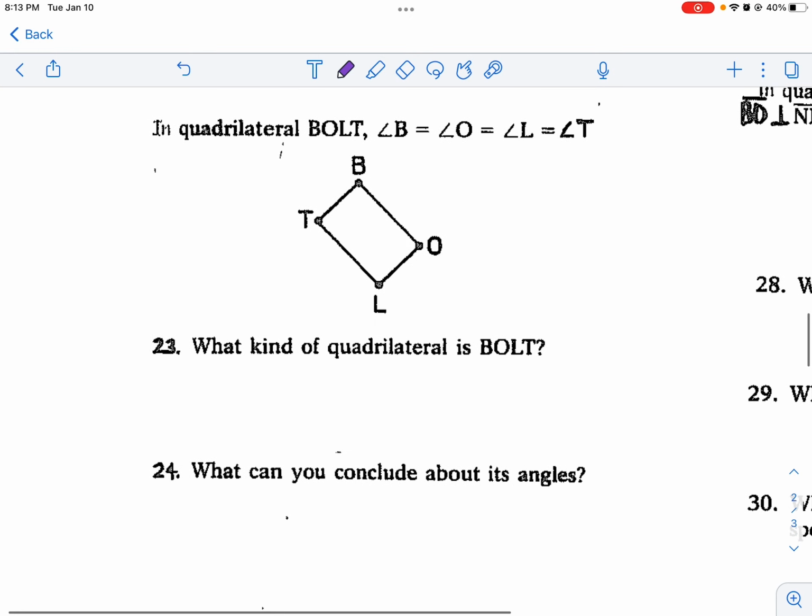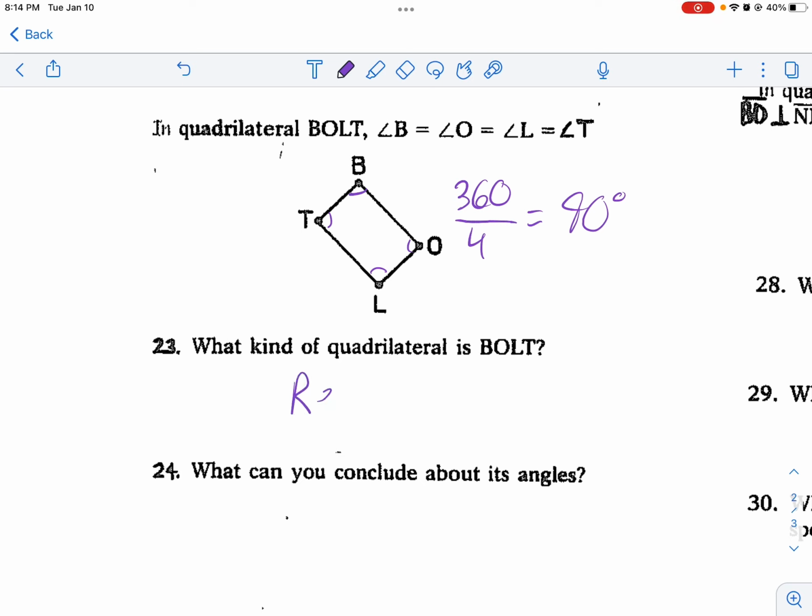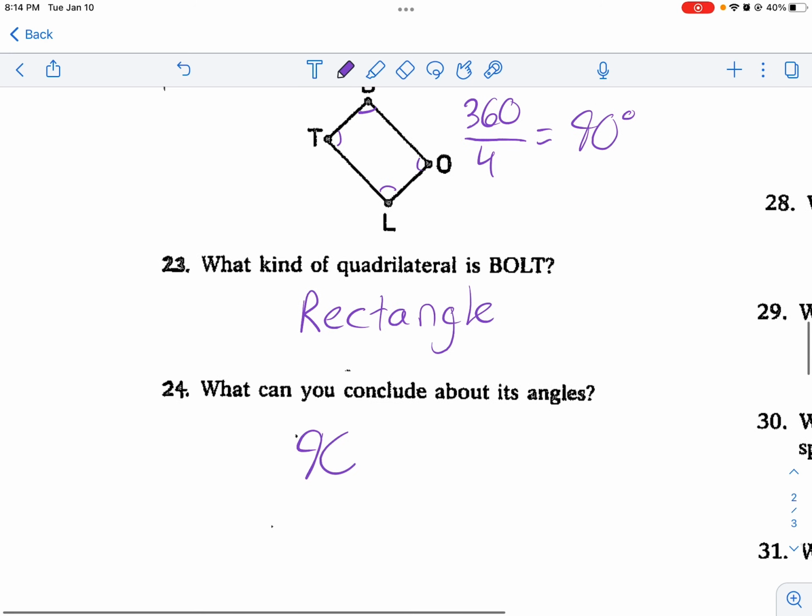Right. Quadrilateral BOLT: B, O, L, and T are all equiangular. We know it's a quadrilateral, so it has to add up to 360. If we divide that by 4, that's how many angles we have. We get 90 degrees per angle. So if we have four 90-degree angles, we don't know anything about the sides necessarily. We know that this is a rectangle. We can conclude that its angles are 90 degrees or right angles, right? That's what we just calculated.